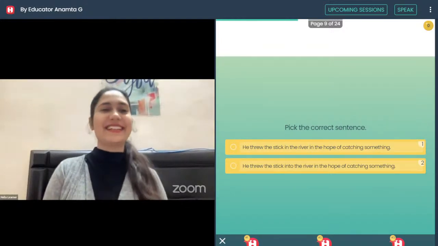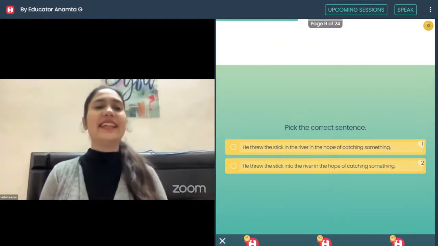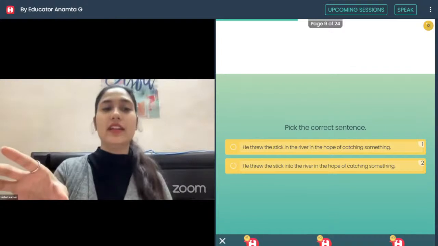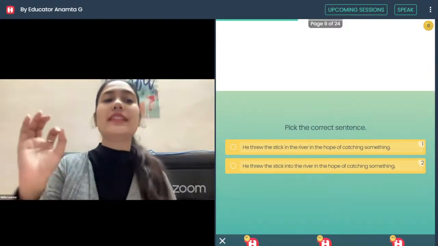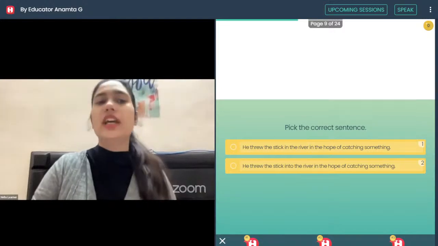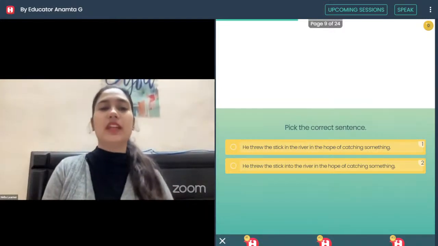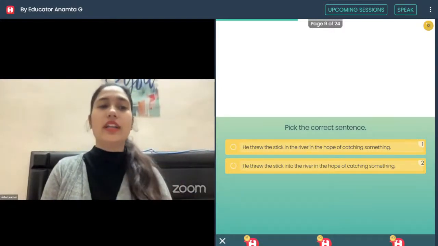Next slide. Pick the correct sentence. He threw the stick in the river in the hope of catching something, or he threw the stick into the river in the hope of catching something. In the river or into the river.